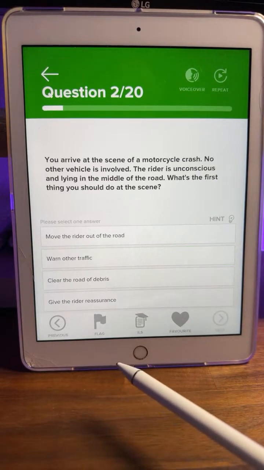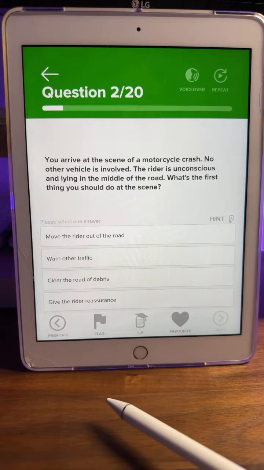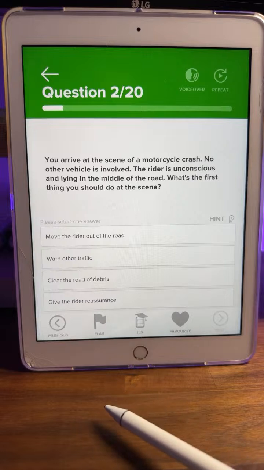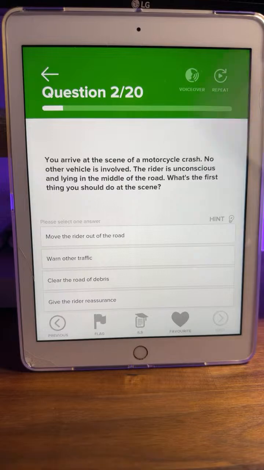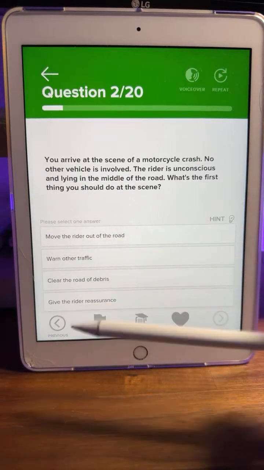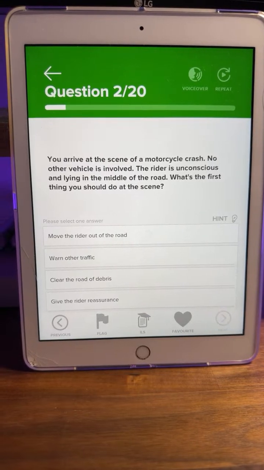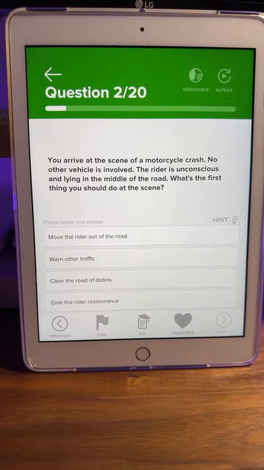Question number 2. You arrive at the scene of a motorcycle crash. No other vehicle is involved. The rider is unconscious and lying in the middle of the road. What's the first thing you should do at the scene? Okay, now guys, before you really look at the answers, let's pick out the key words in this question. I just realized a lot of you can't actually see this screen properly. There you go. That's a bit better, isn't it?